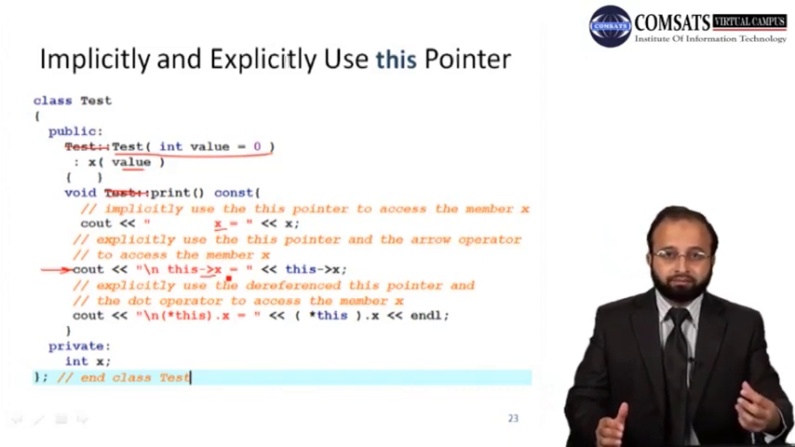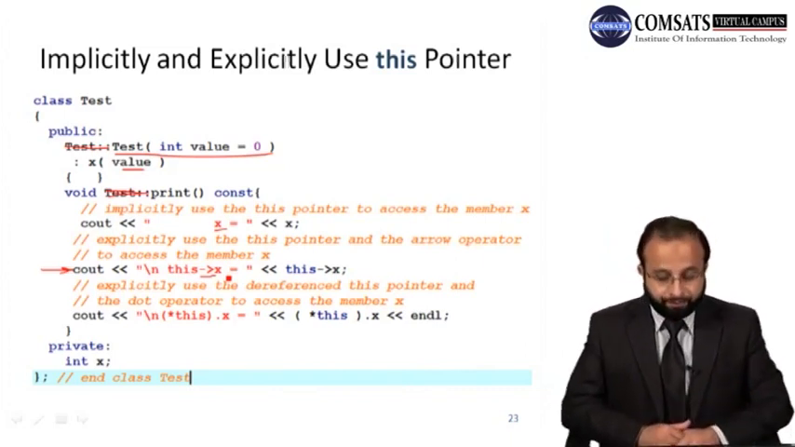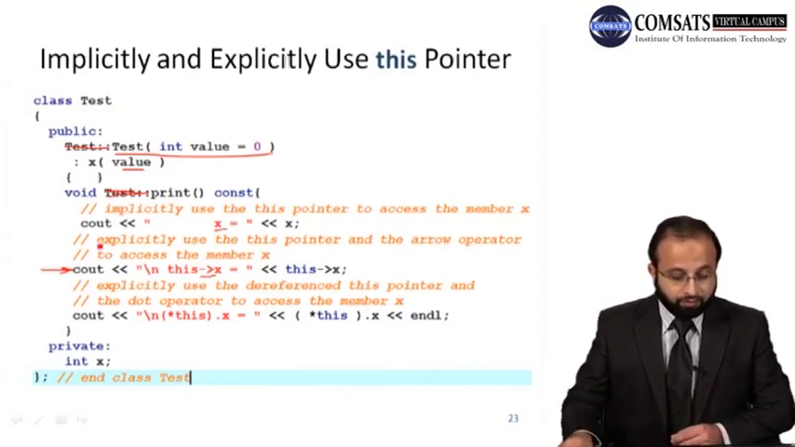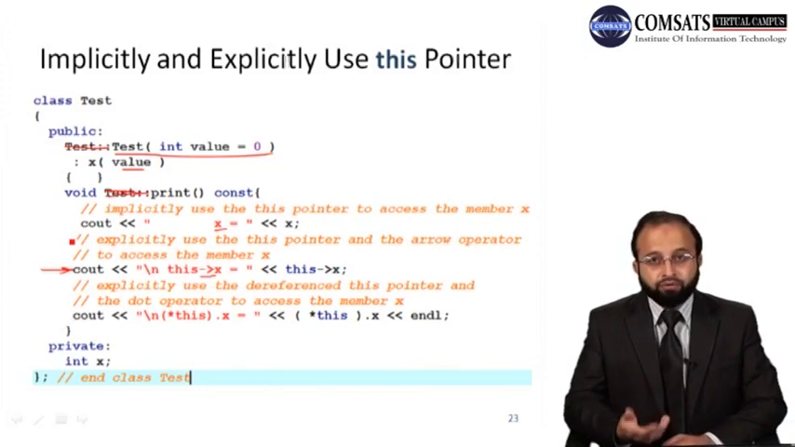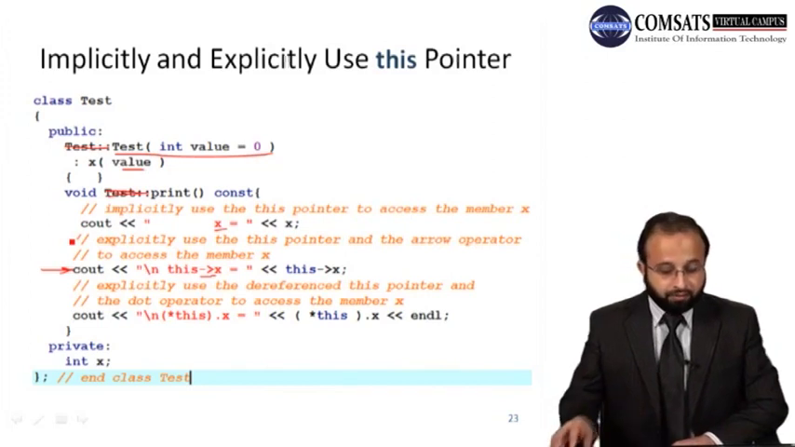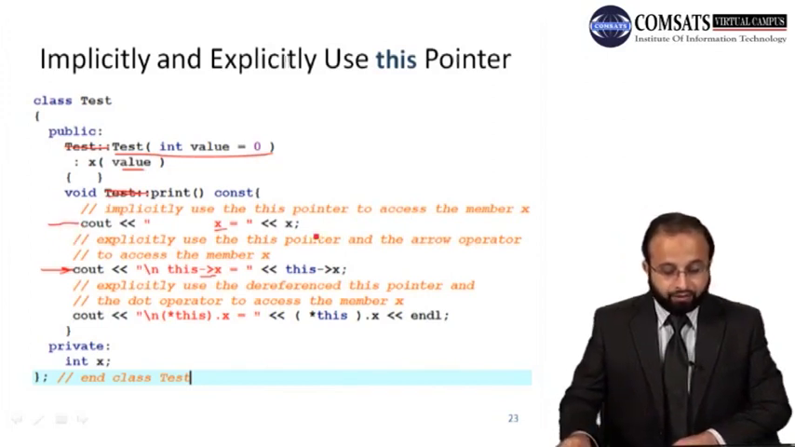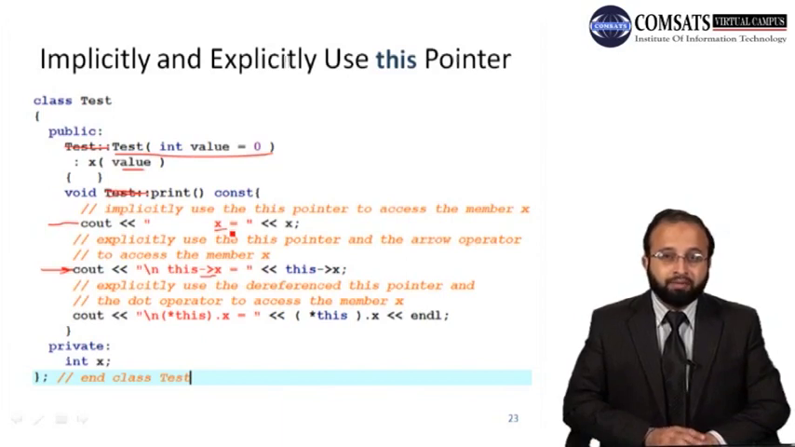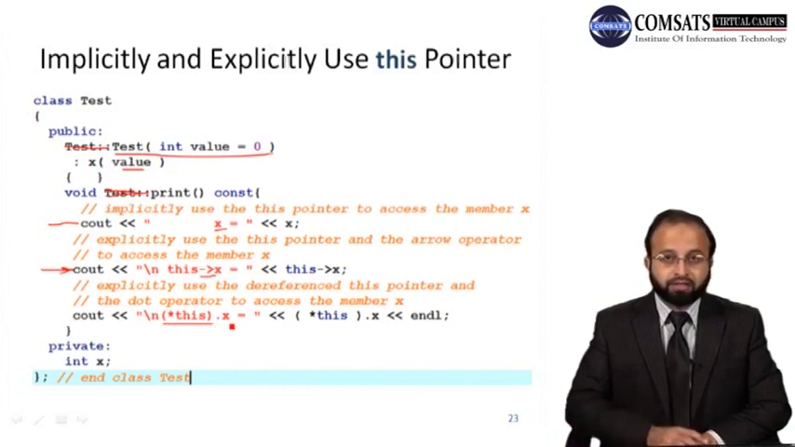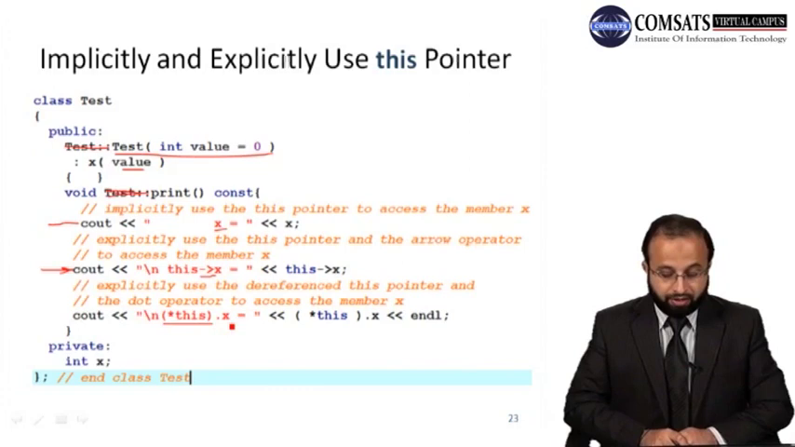So if we have a structure and a pointer that points to that structure, how can we access the member of that structure? We can access it using the arrow operator, right? So this is the explicit use of this pointer. Explicit means that you have actually written it. The C compiler will not use it. But in the previous case, if we just write x, then implicitly the C++ compiler will use this pointer. So this is dereferencing the pointer, and when you dereference the pointer, you can use a dot operator to access the value of x, right?